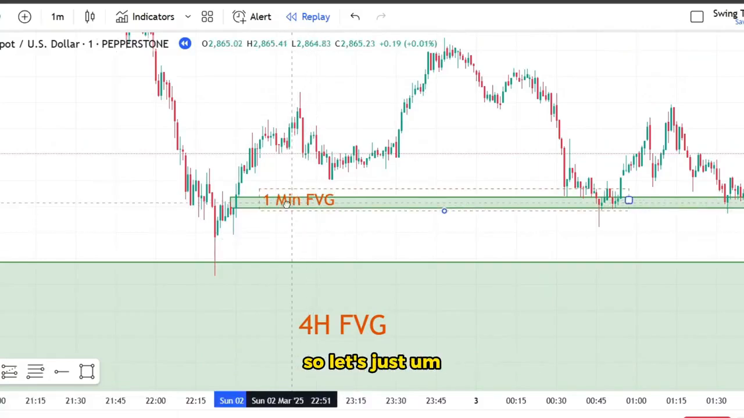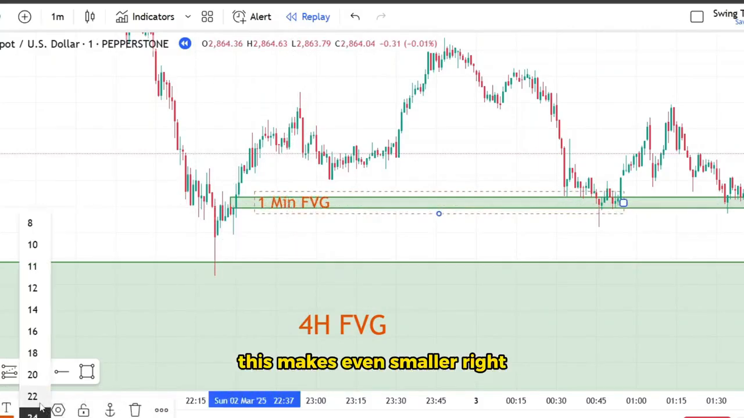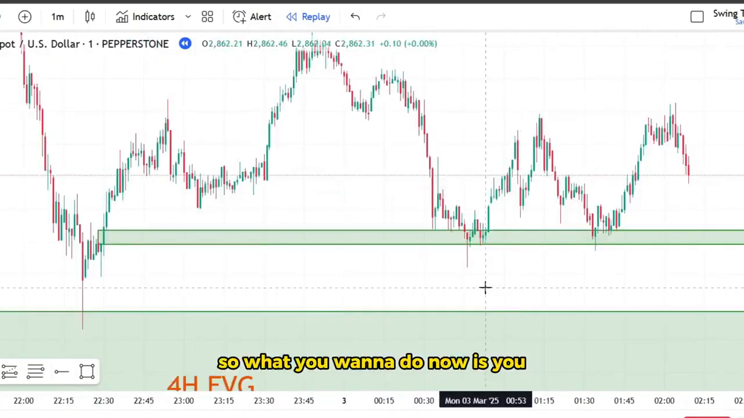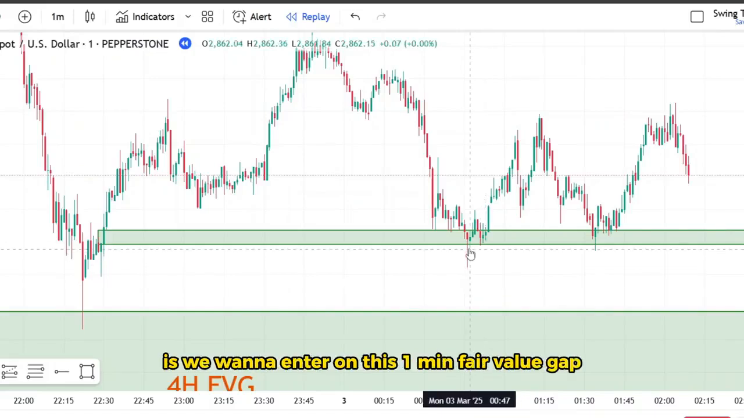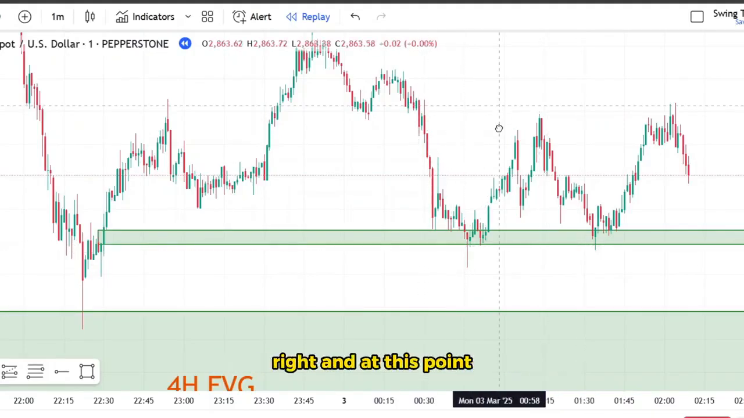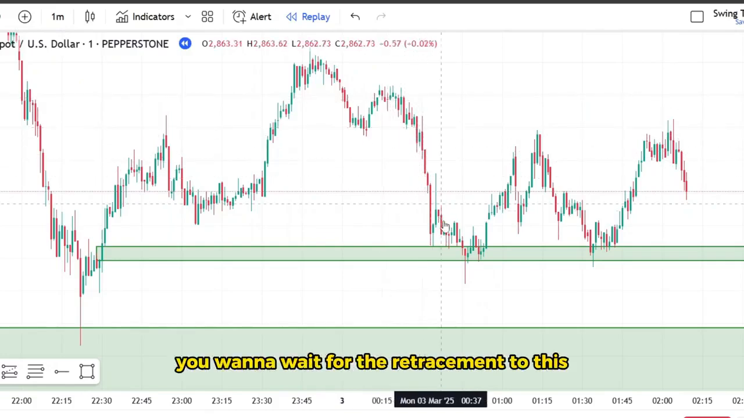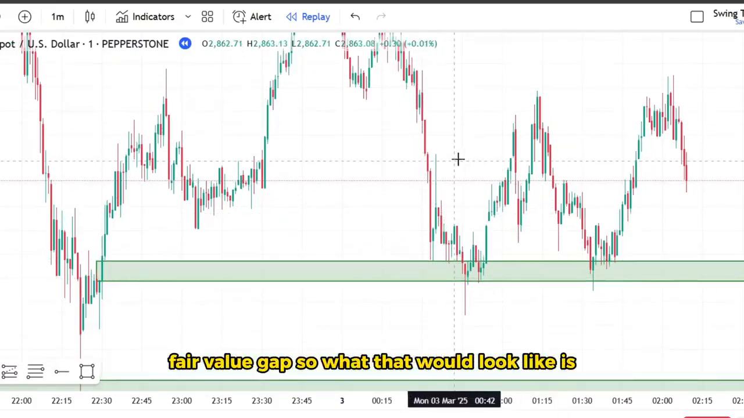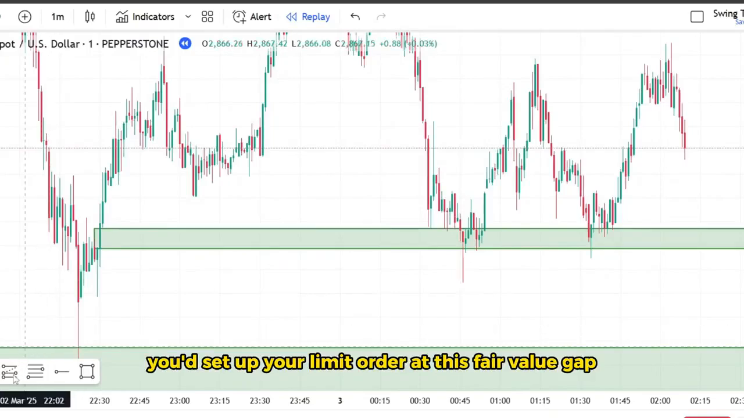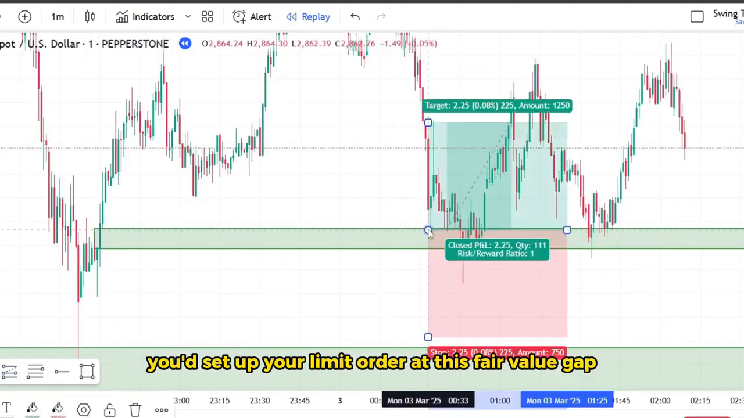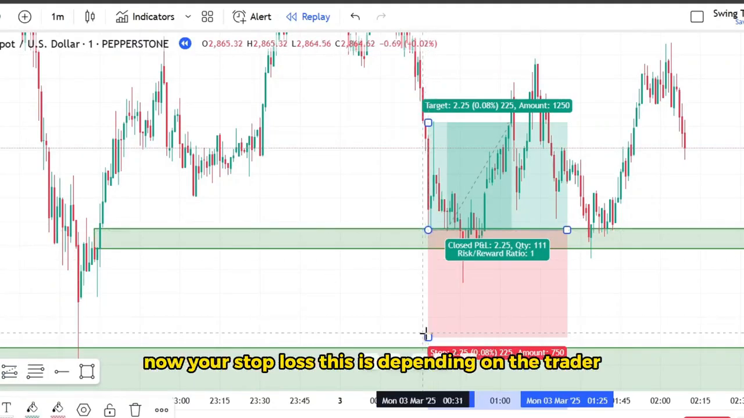So let's just make this even smaller, right? Like that. So what you want to do now is enter on this 1 minute fair value gap, right? And at this point all the way up here, if you get on the charts, you want to wait for the retracement to this fair value gap. So what that would look like is you'd set up your limit order at this fair value gap. Now your stop loss, this is dependent on the trader.